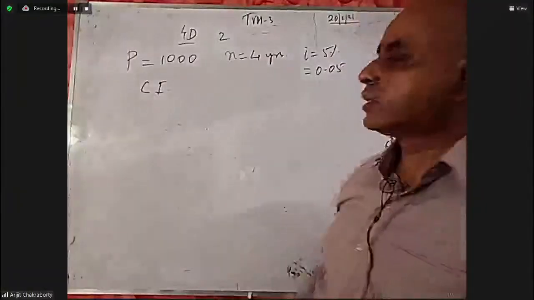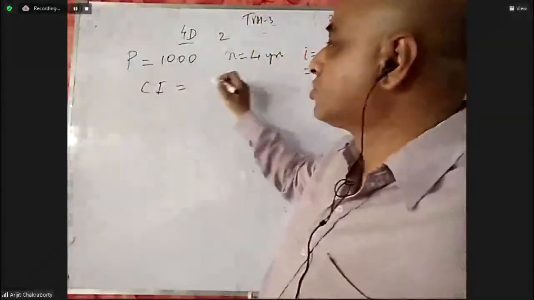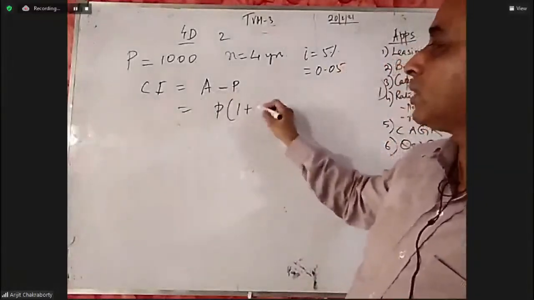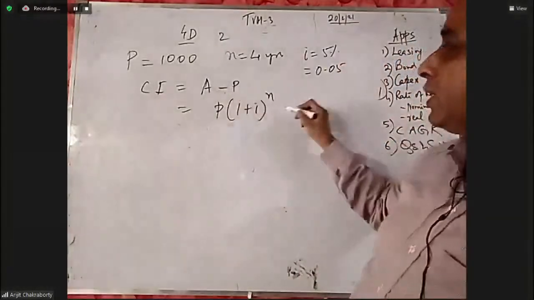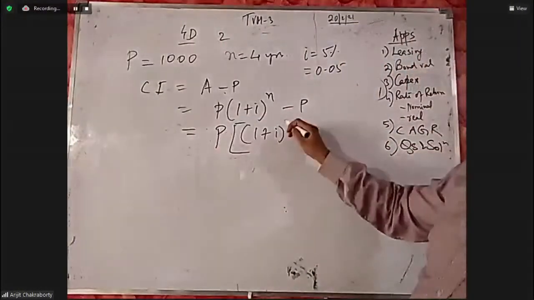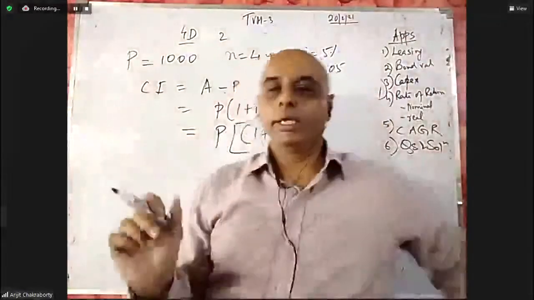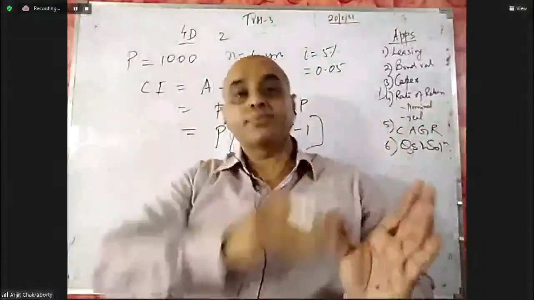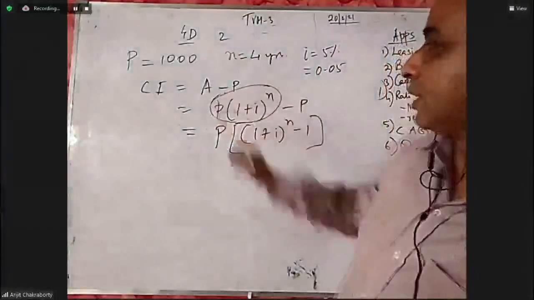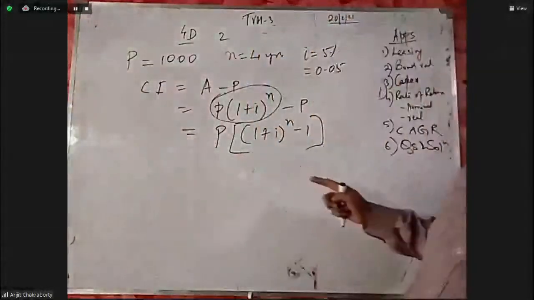So compound interest is equal to the total amount minus principal. The amount is principal into 1 plus I to the power n, and this minus P will come here. So if I take P common, it will be P into 1 plus I to the power n minus 1. This is the formula for compound interest, to get only the interest part. If you want to find the total amount, that means after compounding, what is the final amount, then the formula is this much.